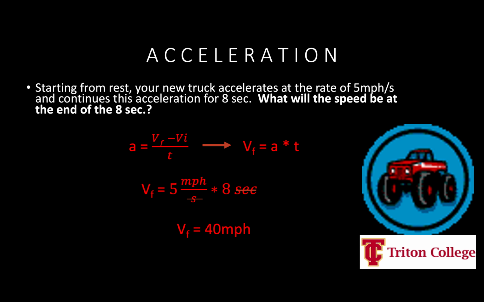So now it's just a simple multiplication. 5 times 8 is 40. And I'm left over with the units of miles per hour. So that means my final velocity is going to be 40 miles per hour.